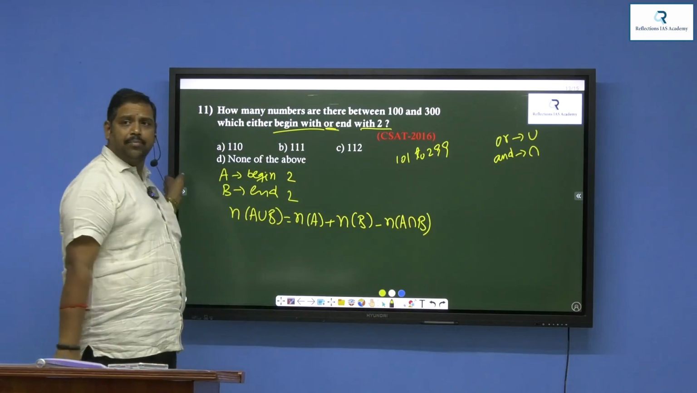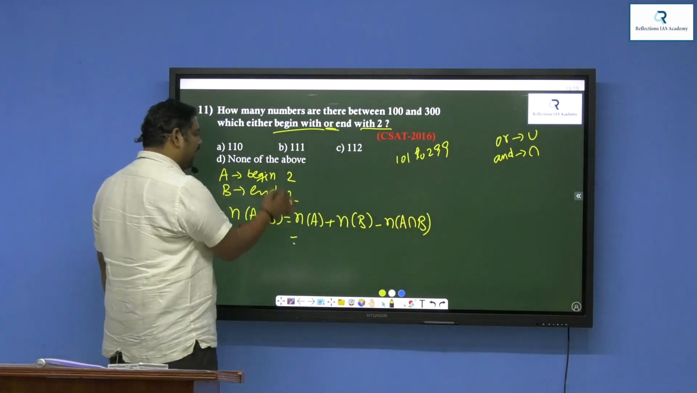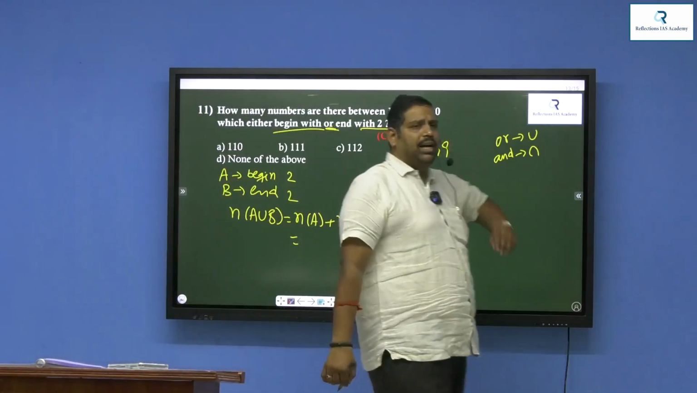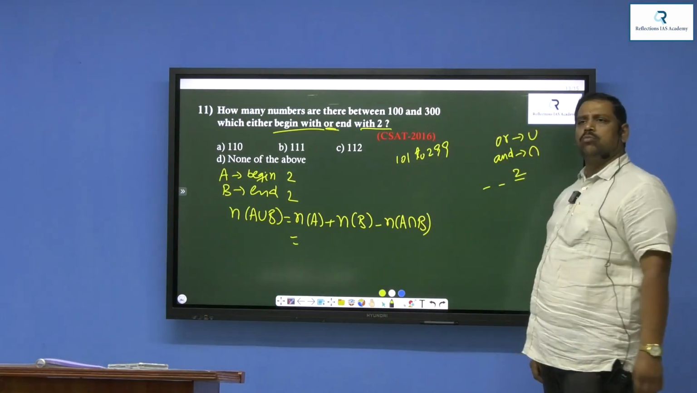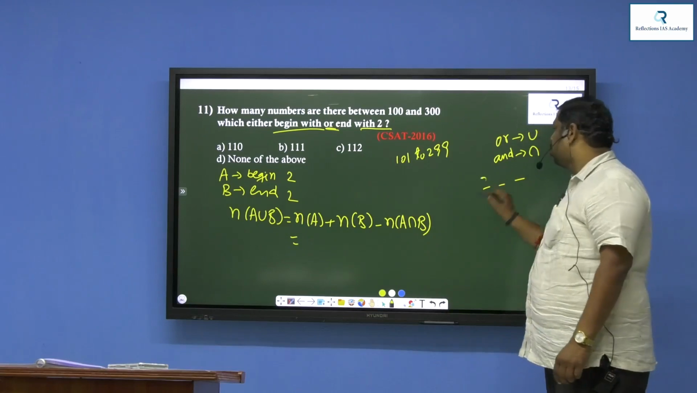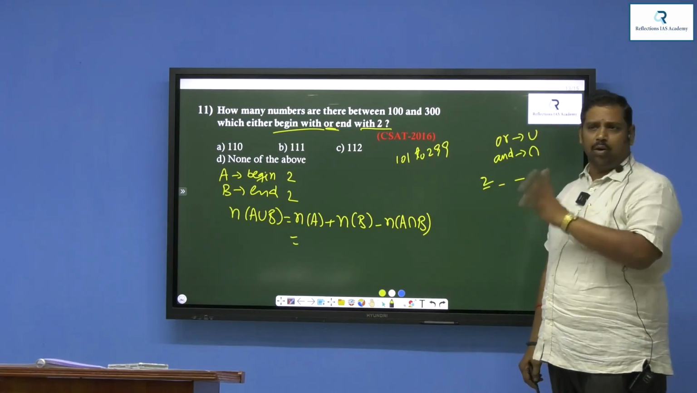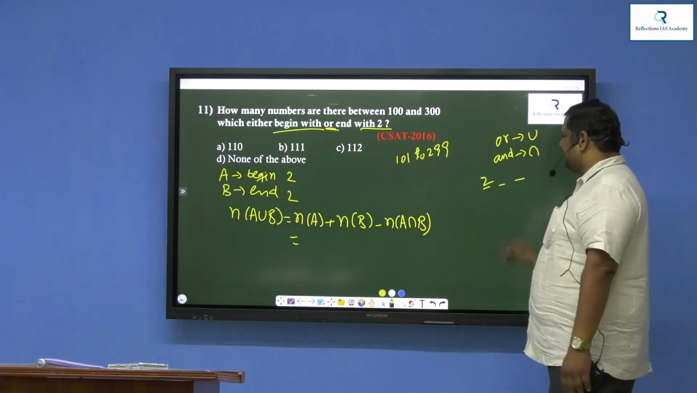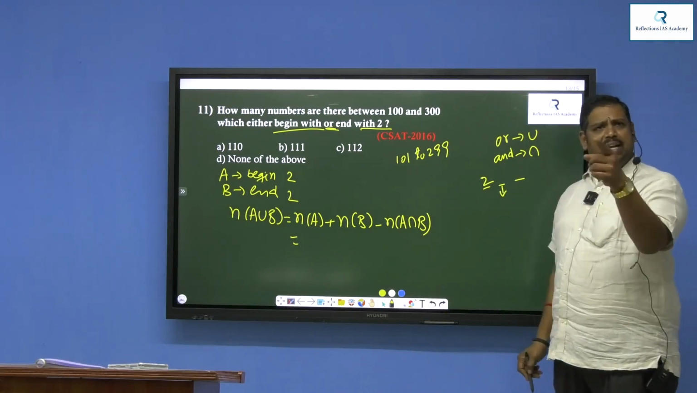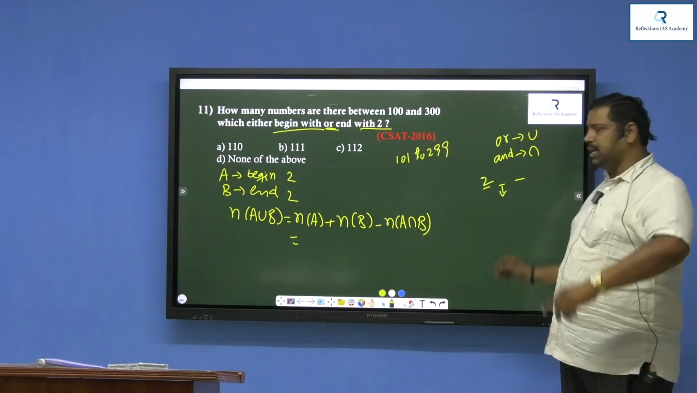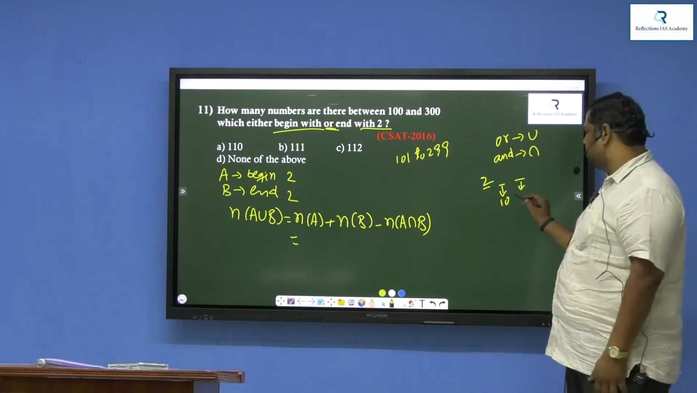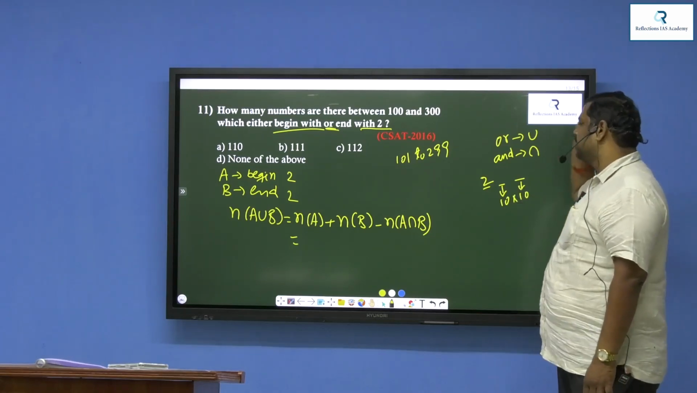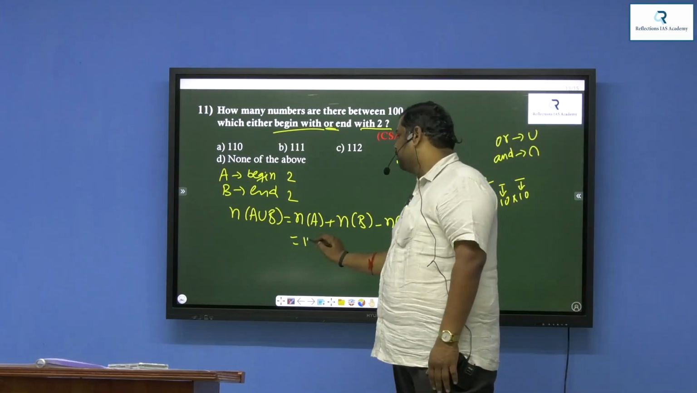Can I apply this? N of A means begin with 2. Here, 101 to 299. Begin with 2 means this place is occupied by 2, it is fixed. This place can be occupied by 0 to 9, any digit, so 10 ways. What about this one? It can also be any digit from 0 to 9, so 10 ways. 10 into 10 means 100 ways. N of A is 100.